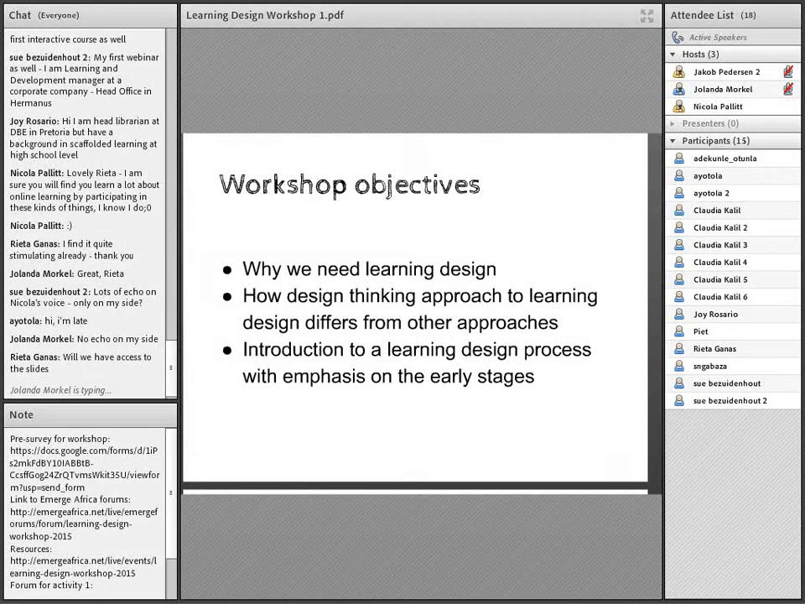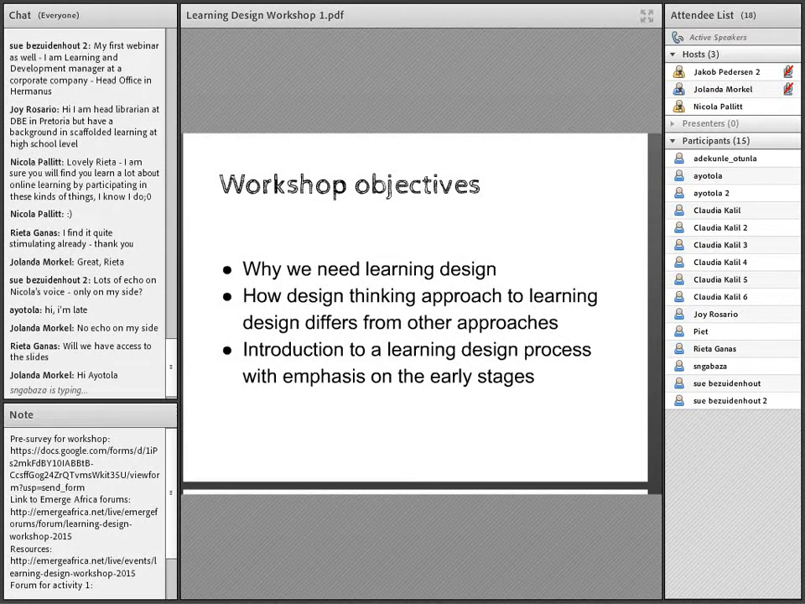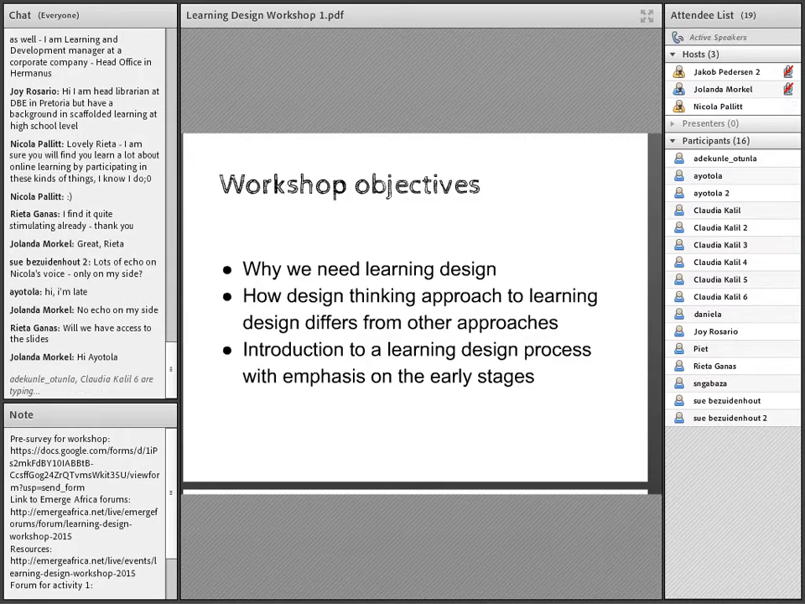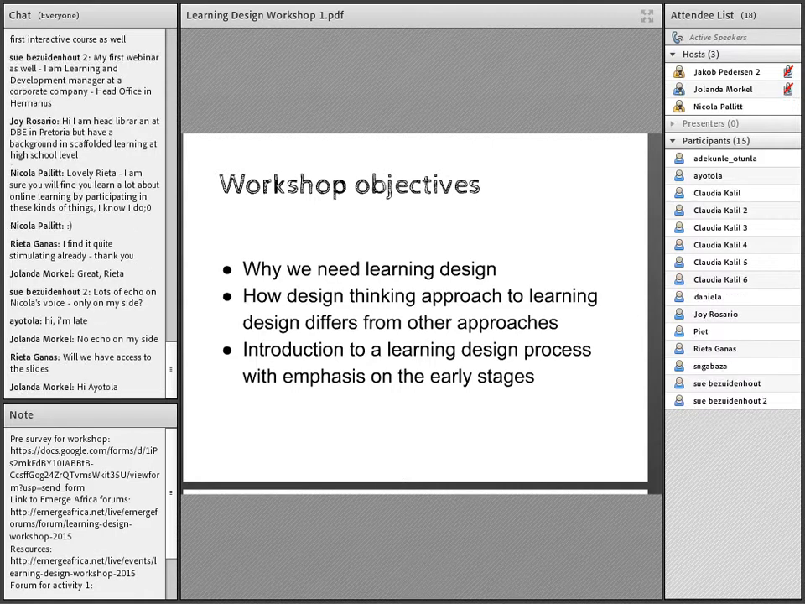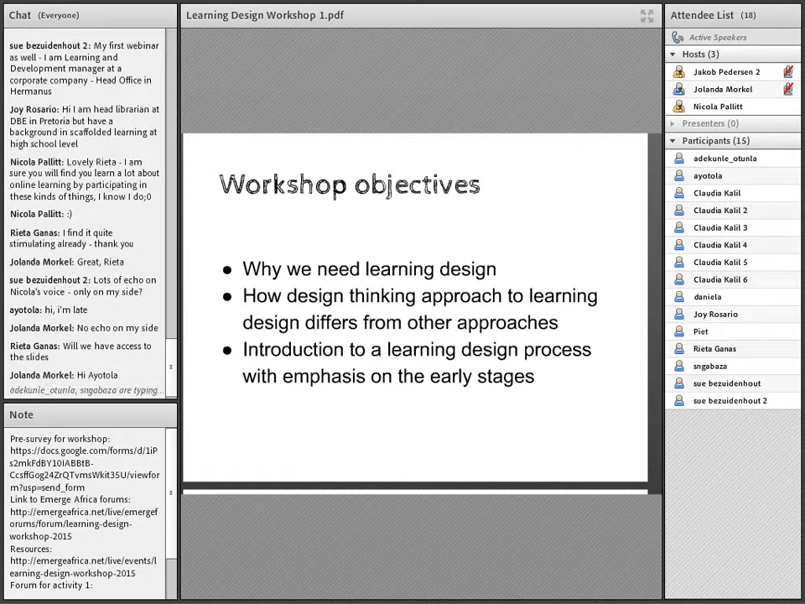Okay, so the workshop objectives. For today, we're thinking about why we need learning design and how design and a design thinking approach differs from other approaches. We'll also introduce you to a learning design process with an emphasis on the early stages. Often we rush through learning design and we're not paying enough attention to the early stages. So this is why we're centering on that.